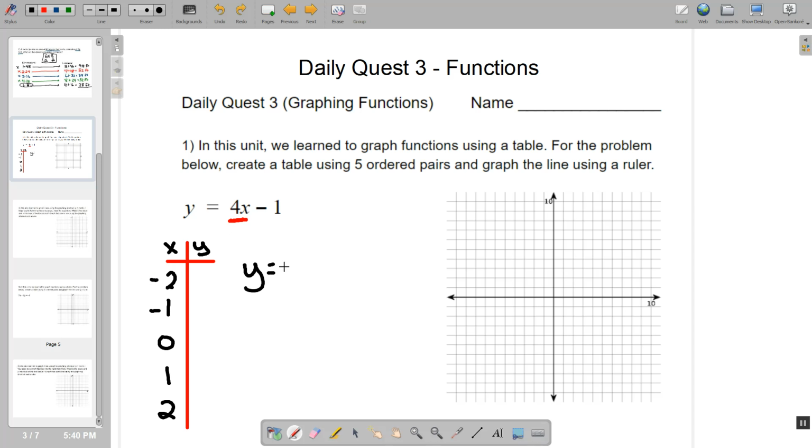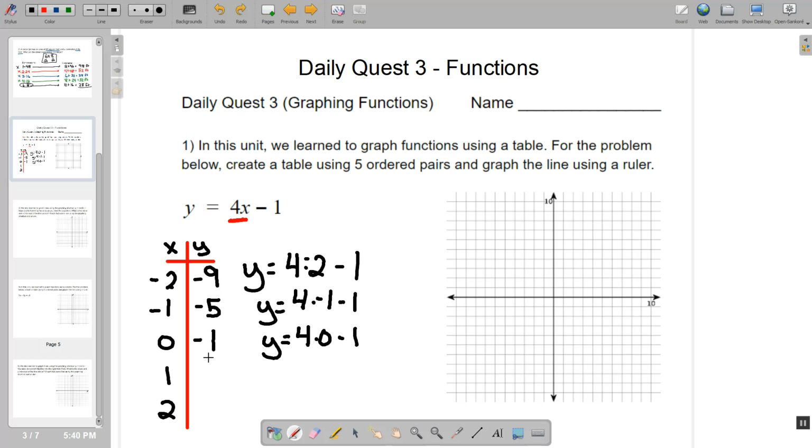So I would get something like y equals 4 times -2 minus 1 more. Well, this is -8. Minus 1 more gives me -9. The next step would be simply continuing the process. 4 times -1 minus 1 more, which gives me -5. The third one could be 4 times 0, which is 0 minus 1, or -1.